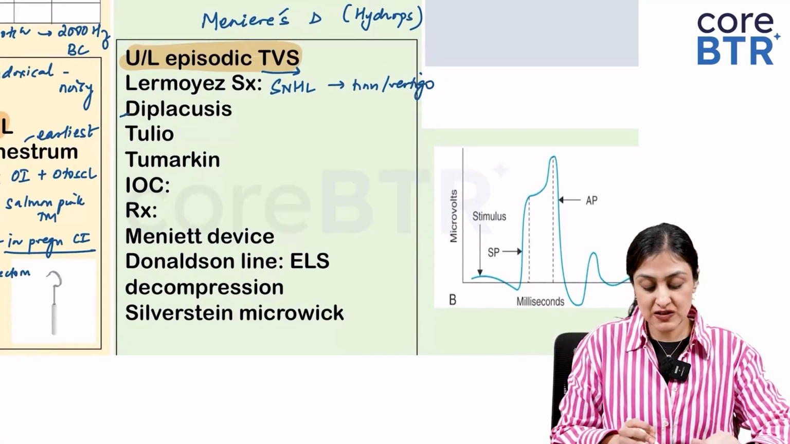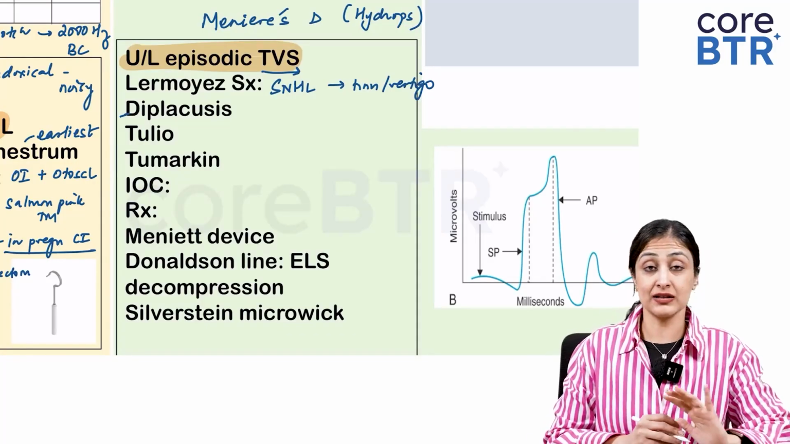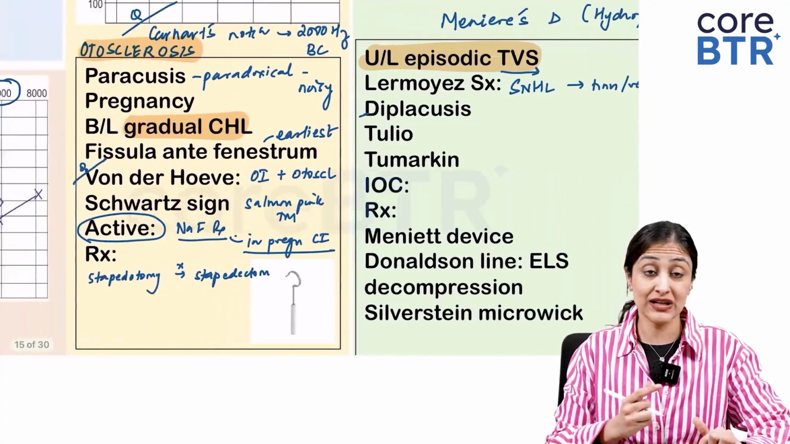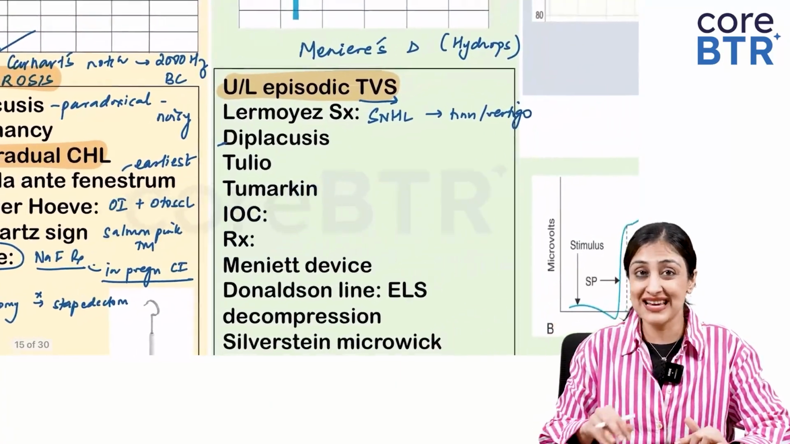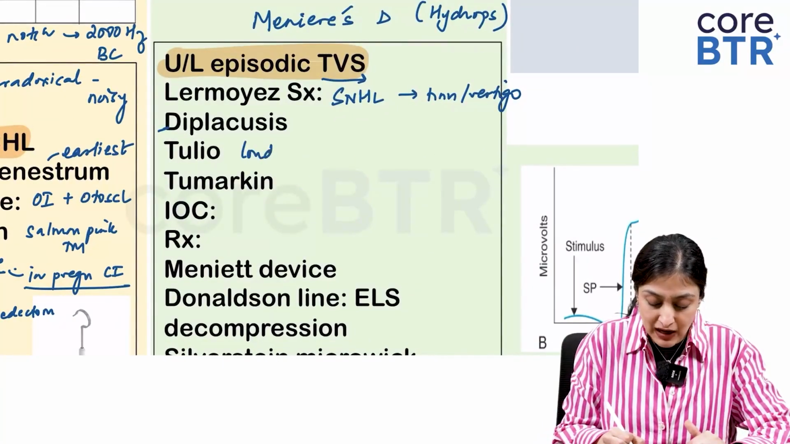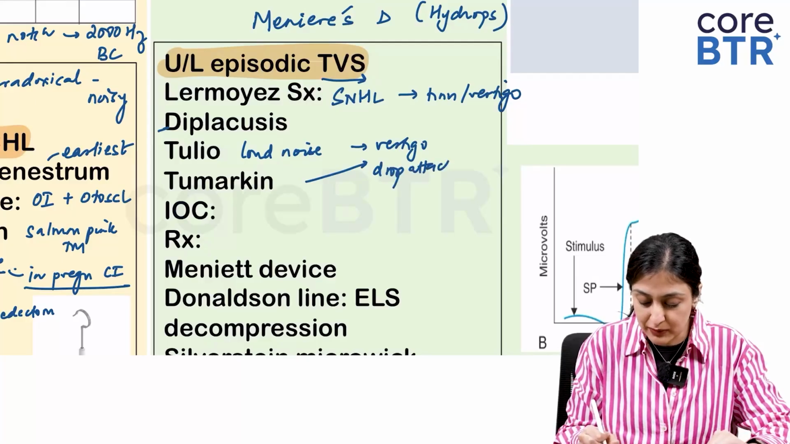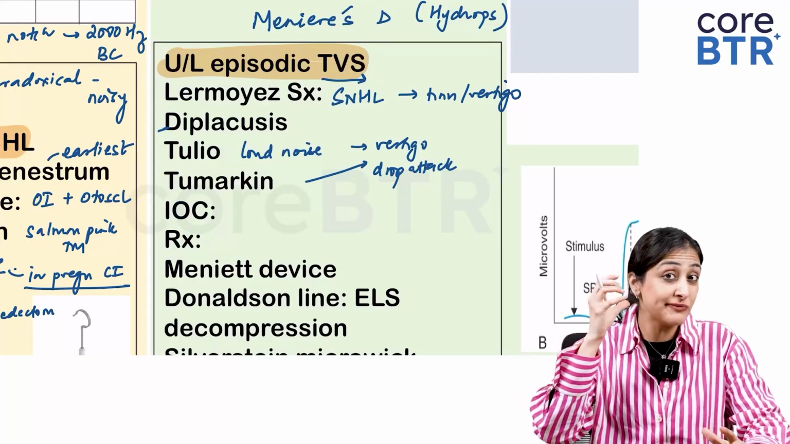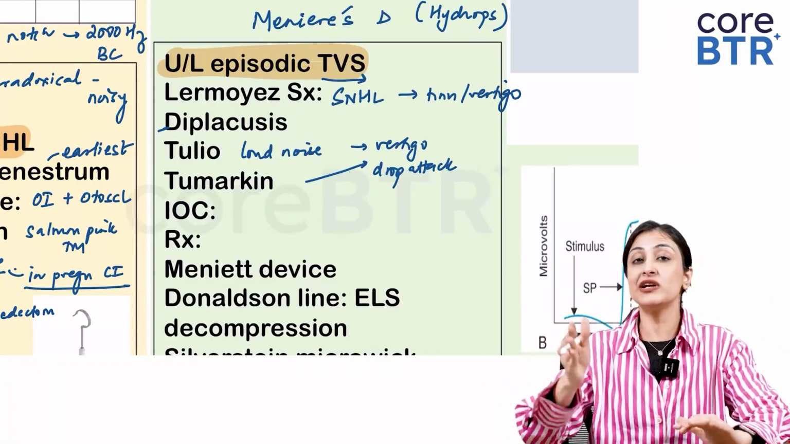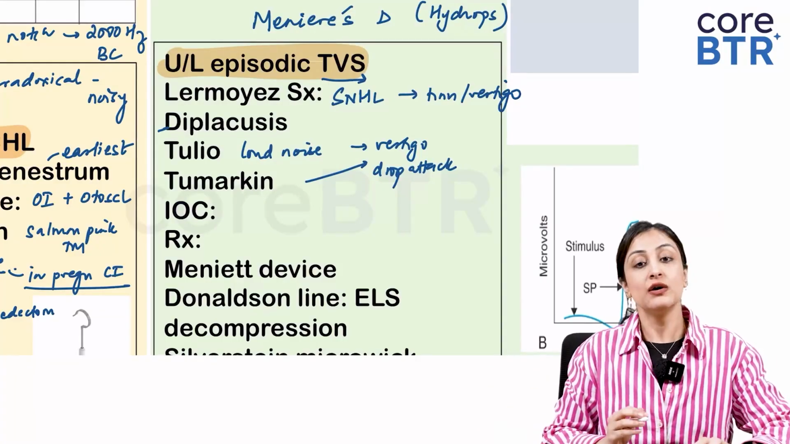Then what else do you get in Meniere's is diplacusis. Two frequency sounds will be heard. Then Tullio-Tumarkin. These people don't like parties, whereas otosclerosis loves parties. Why? Because they hear better in noisy environment. These guys hate party because what will happen? Any loud noise will increase their vertigo. Not just that, they will fall. They will have drop attacks called Tumarkin phenomena. So any loud noise leading to vertigo, drop attacks, because the endolymphatic sac is distended with fluid. The moment a loud noise strikes, they get irritated and they'll have drop attacks or vertigo.